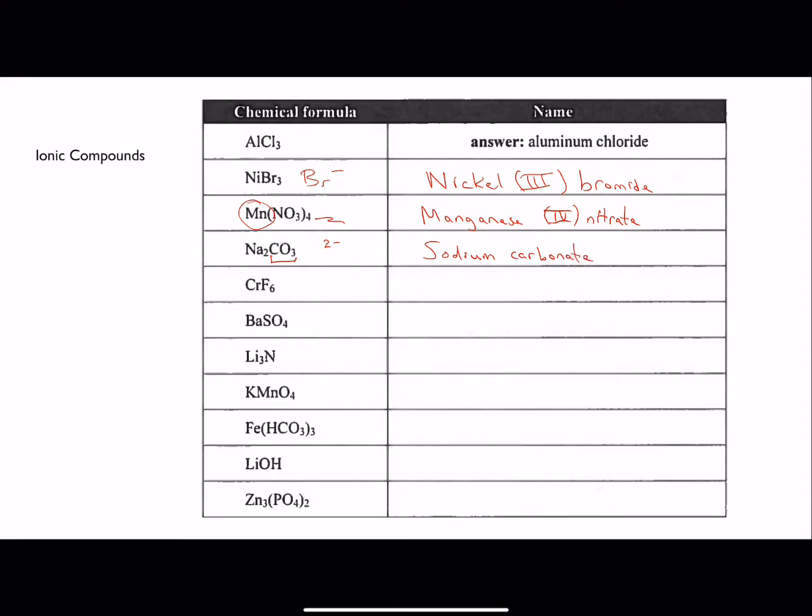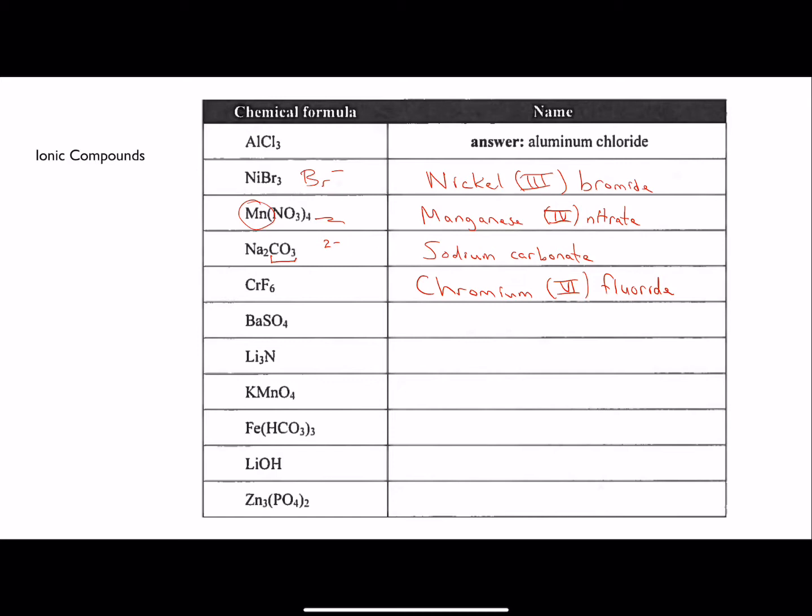The next one, you can see that fluorine is the anion, making it fluoride. Fluoride can only adopt a -1 charge, whereas chromium is a transition metal, which can adopt more than 1 oxidation number. So therefore, I need a charge of +6 on my chromium to balance out the 6 fluoride. So this must be chromium 6 fluoride. All right, chromium 6 fluoride.